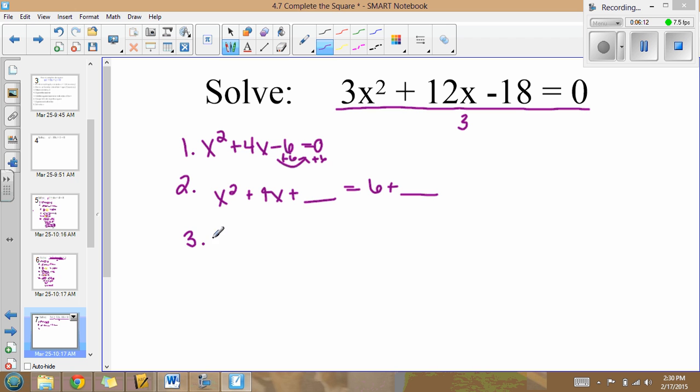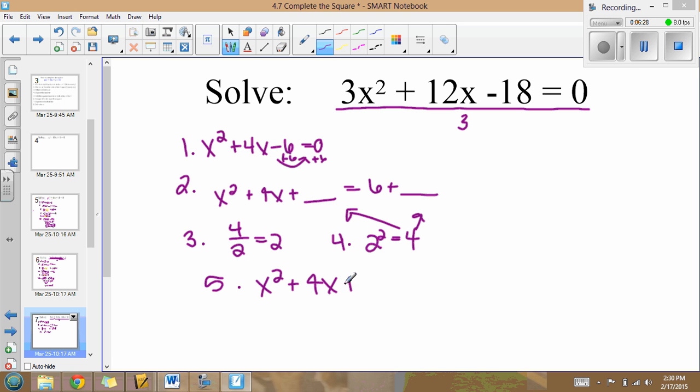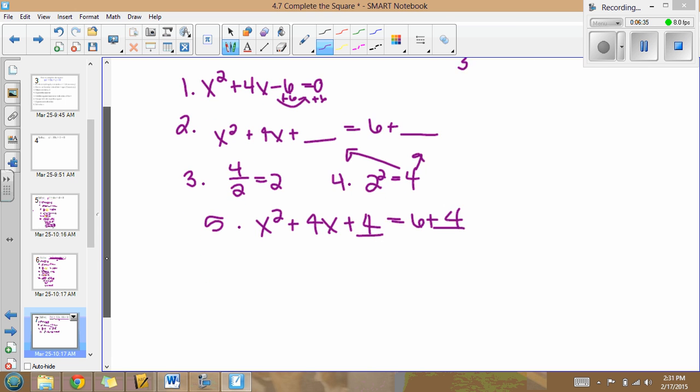So step 3, I'm going to take B, which is my positive 4, divide by 2. And step 4, we're just going to take that answer and square it. And that's telling us what goes in those blanks. So I have x squared plus 4x plus 4 equals 6 plus 4. So again, I just filled those 4's in the blank spaces.